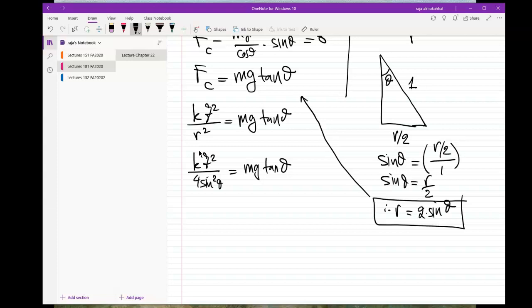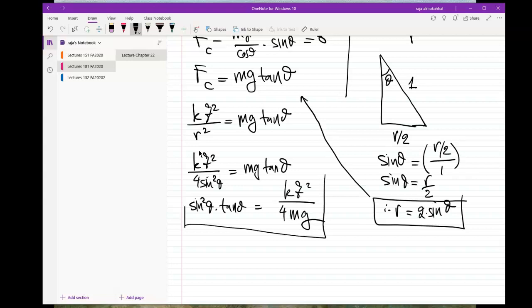So cross multiply, and I'm going to end up with sine squared theta times tan theta is equal to K Q squared over 4 mg. I end up with this equation. Is that a nice equation? What do you think? No, it's not. You can't do this problem easily. Look at the trigonometric expression on the left: sine squared theta times tan theta equals a number on the right. Whatever that number is, you can just plug it in. How in the world am I going to get that theta? Is there an algebraic way to do it? Maybe there is, but as you can see, it's very tedious.